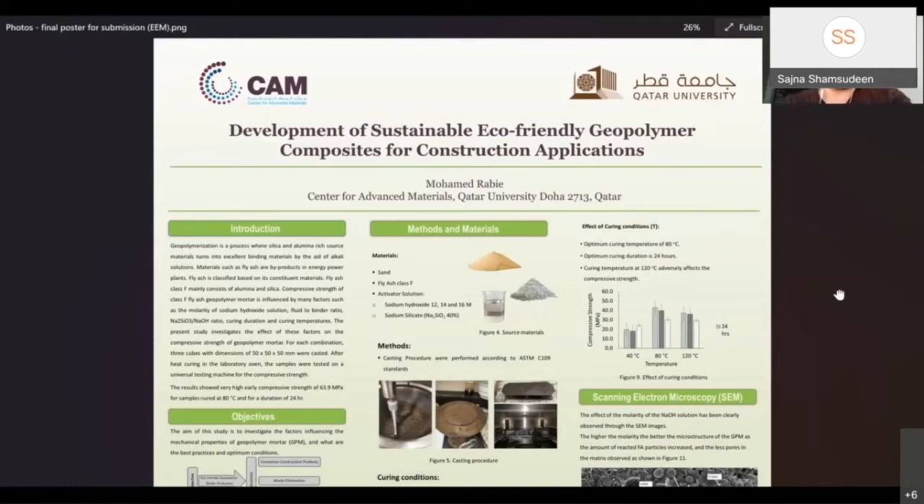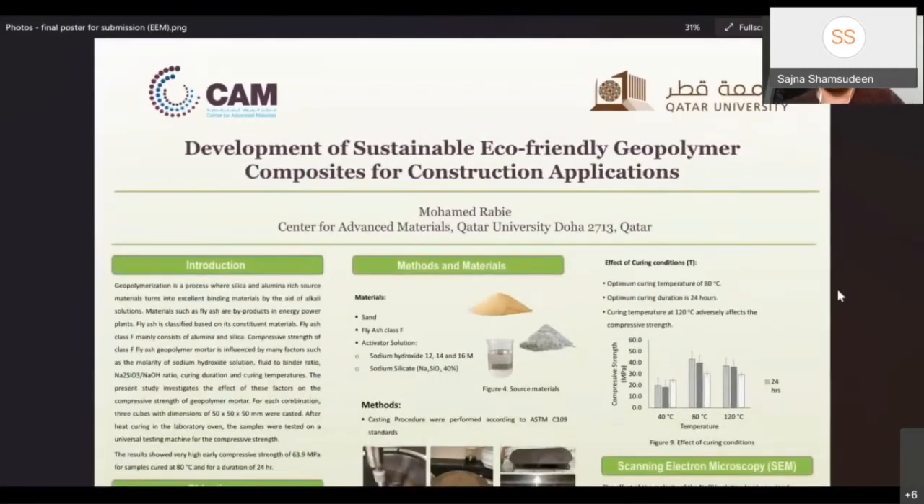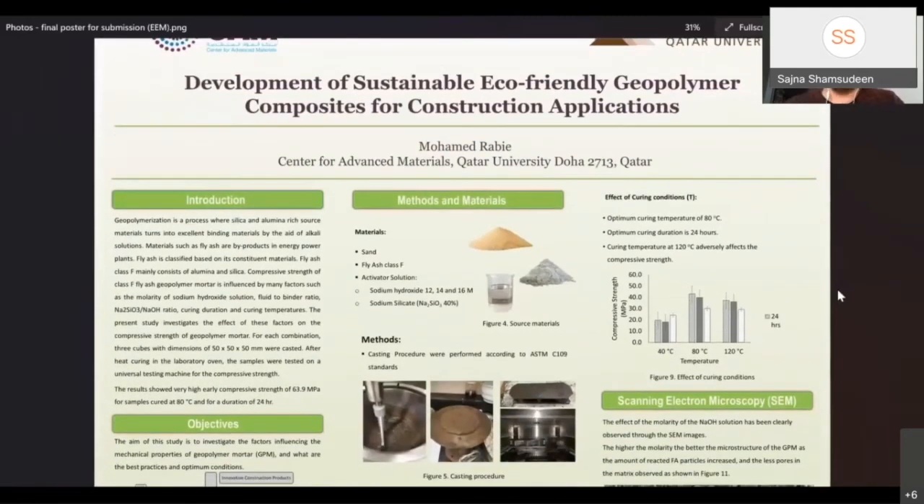Today, I'm going to present to you one of the topics of the research about development of sustainable eco-friendly geopolymer composites for construction applications. To introduce the topic, geopolymerization is a process where source materials that are rich in silica and aluminum are used with an alkaline solution to produce geopolymer mortars, which is why it's called alkali activation, because it uses an alkali solution.